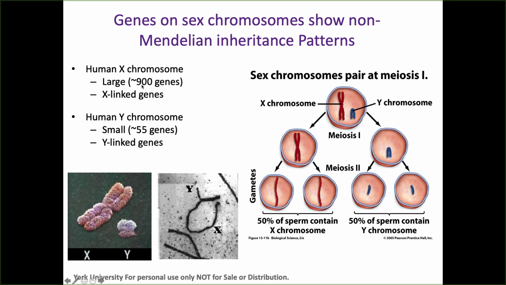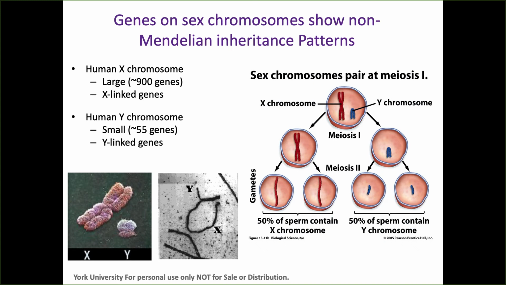The genes on the X chromosome are known as X-linked genes, and the genes on the Y chromosome are known as Y-linked genes. And although the presence of these chromosomes indicate the sex of the individual, it doesn't mean that all of these genes on the sex chromosomes are associated with the development of sexual characteristics or the sex of the individual. In fact, most of the genes are not associated with that.